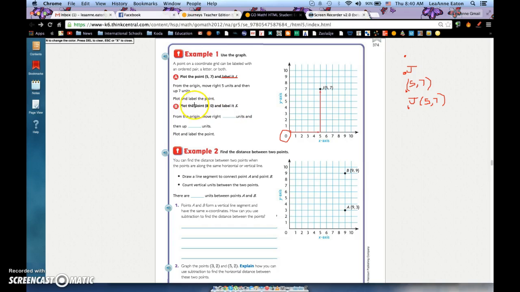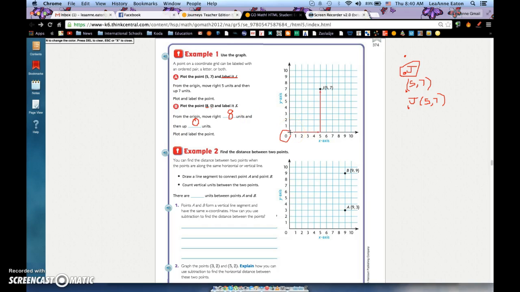So here it says plot the point 8, 0 and label it S. So we need to do it like this, only instead of J, we're going to put S. From the origin, we move right how many places? 8. So we move right 8, and then we move up 0. So we're going to be right on the x-axis. Whenever one of the numbers is 0, we know we're going to be on one of the axes.